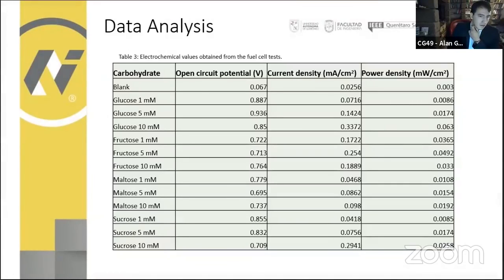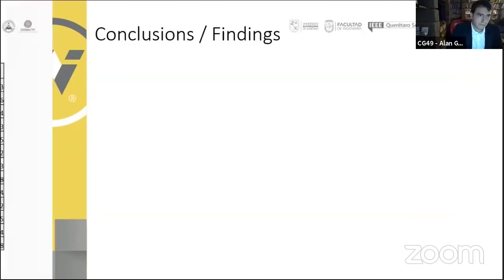We can see here in data analysis, we have the results of the values obtained for our open circuit potential, our current density, and our power density for our different concentrations in our different carbohydrates. The higher values were obtained with glucose, but the rest of the carbohydrates were also able to be consumed and generate a decent amount of energy. So this means that our fuel cell can consume all of them and generate energy out of all of them.